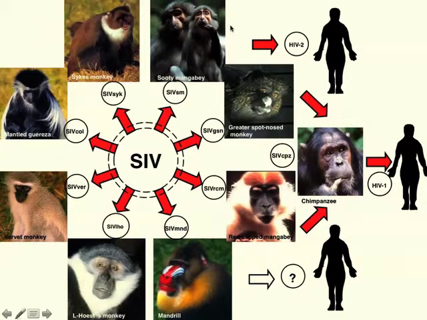And we can see this because when you look at the DNA, that's what's most similar. You see that it's really, really similar to the sooty mangabey virus. And HIV-1 came from chimps at least twice as well.